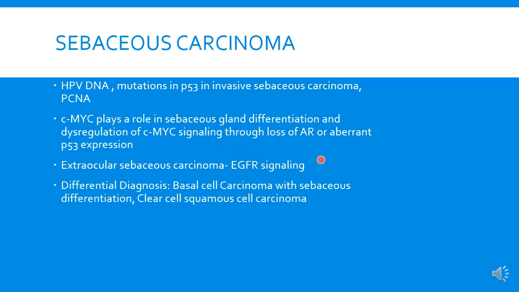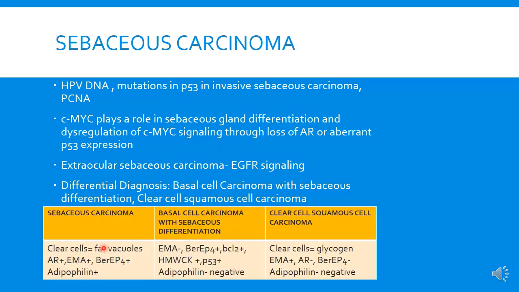The differential diagnoses of sebaceous carcinoma are basal cell carcinoma with sebaceous differentiation and clear cell squamous cell carcinoma. The pointers that will help you differentiate these three are that you will have clear cells with fat vacuoles that are oil red O positive in sebaceous carcinoma, whereas in basal cell carcinoma with sebaceous differentiation, you look for palisading with a mucinous stroma. And in clear cell squamous cell carcinoma, these clear cells are rich in glycogen, so they are oil red O negative and PAS positive.